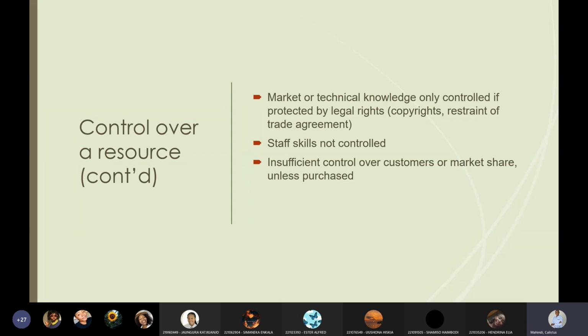And because you are not allowed to go and work, right? That restraint of trade is considered an intangible asset because you're trying to protect your technical knowledge. You're trying to protect your technical knowledge so that an employee cannot go and share it with another company. However, normal staff skills, right, are not controlled.